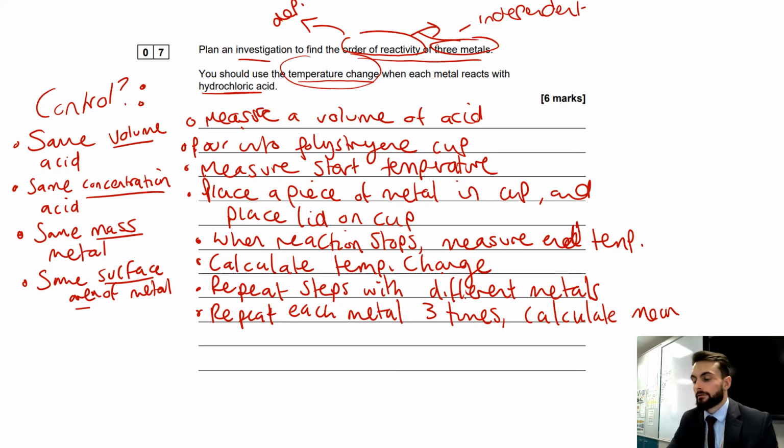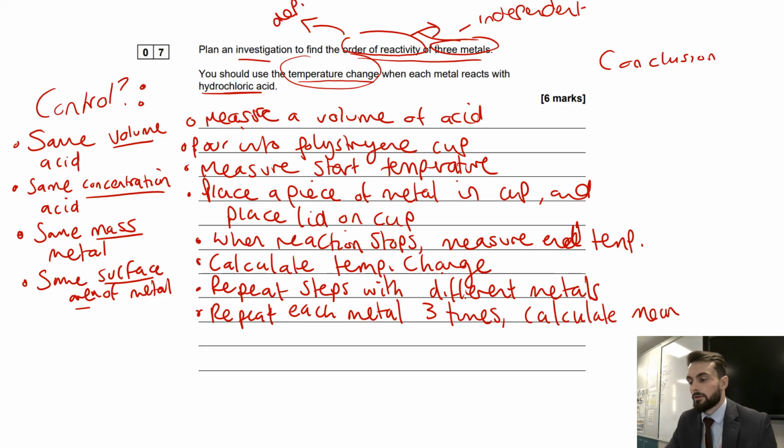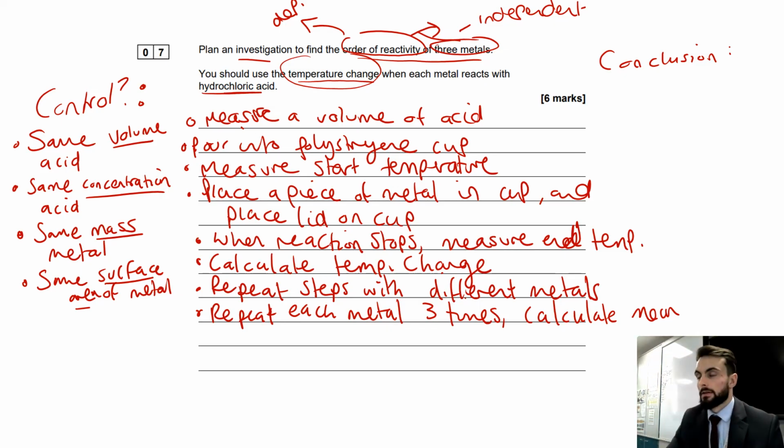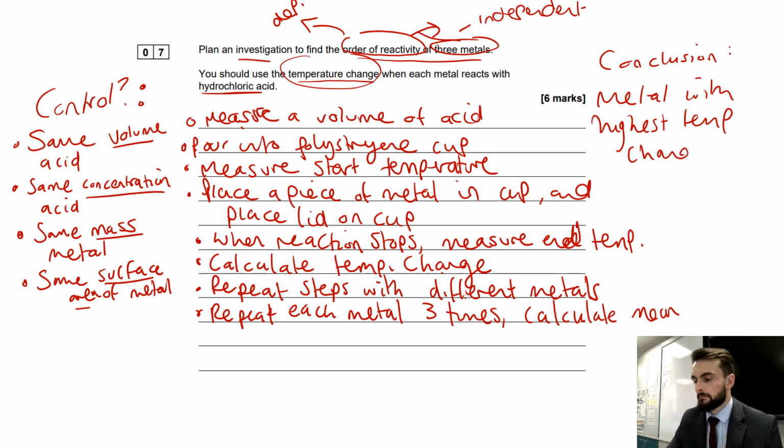And then the final mark is a conclusion. What conclusion can you make from this experiment? Well, how do you know which one is going to be the most reactive down to the least? It's going to be whichever metal has the biggest increase in temperature is going to be the most reactive. So the metal with the highest temperature change is the most reactive.